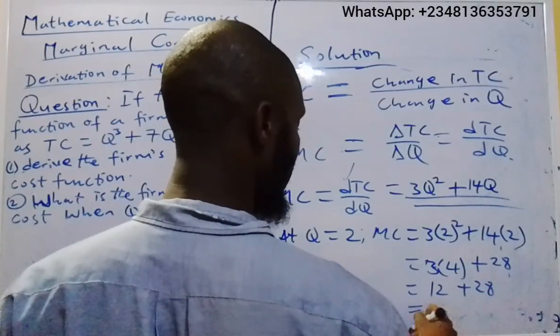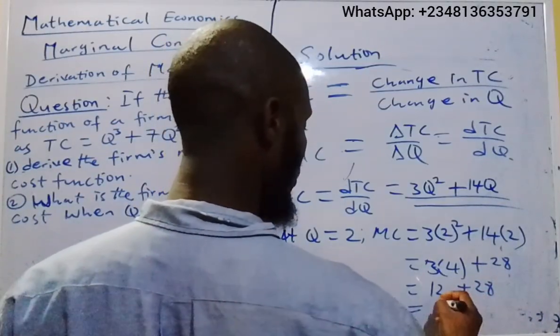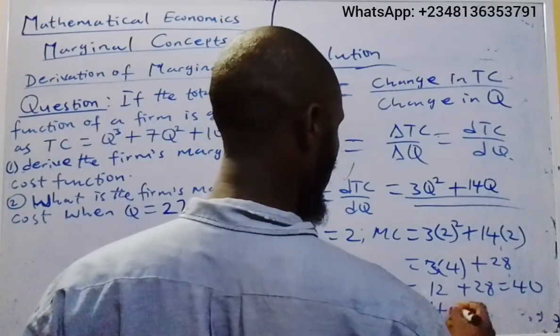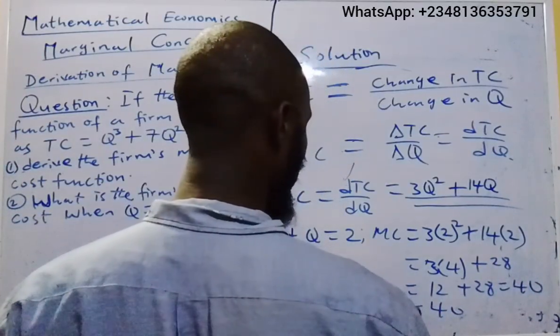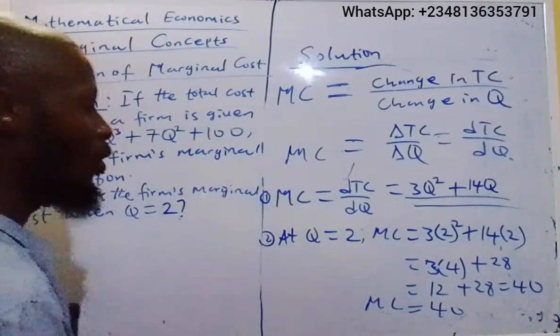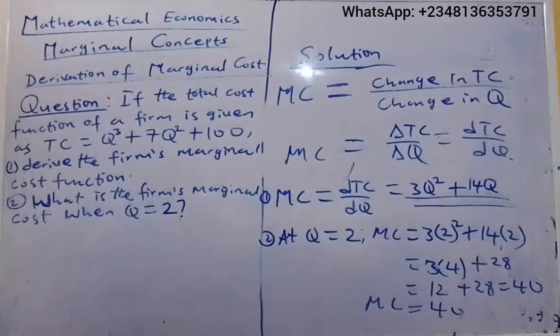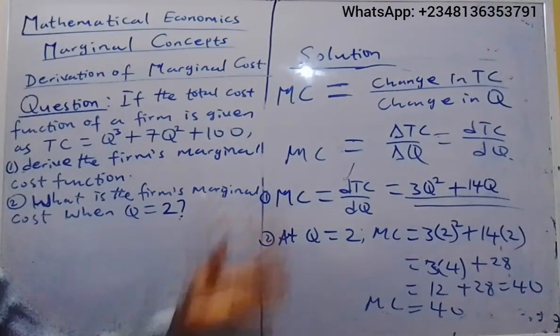So 12 plus 28, the final answer here is equal to 40. So in other words, our marginal cost when Q equals 2 is equal to 40. So you can see it's very easy. You just need to pay attention to the details.